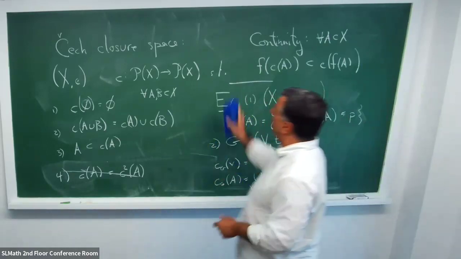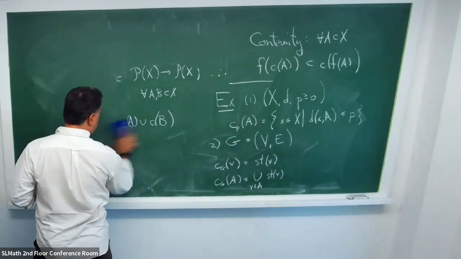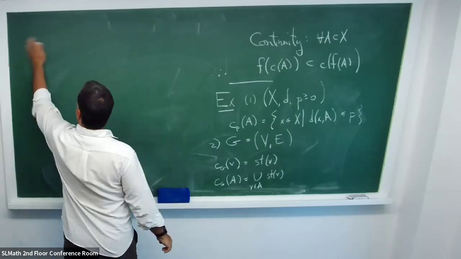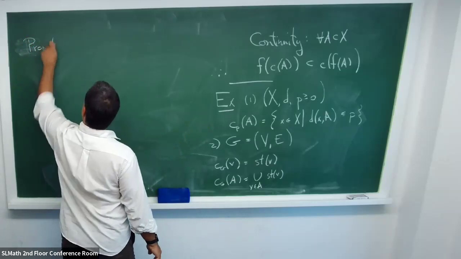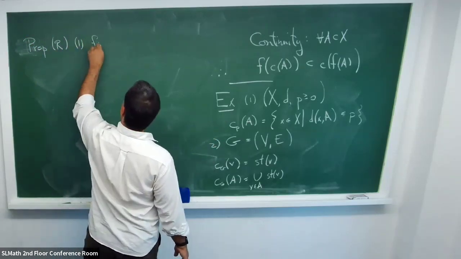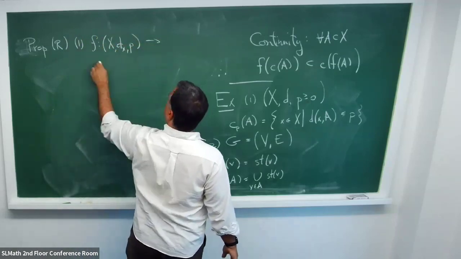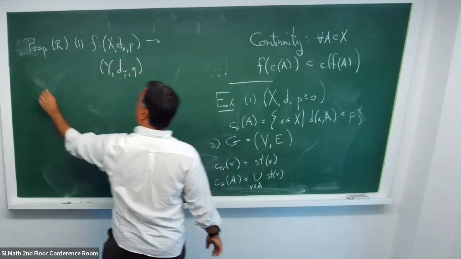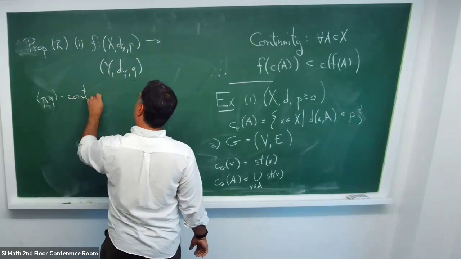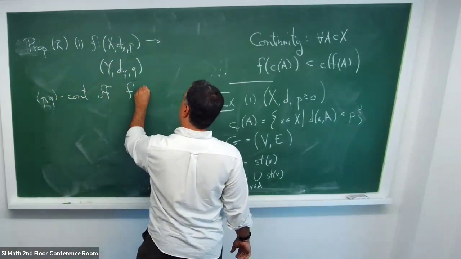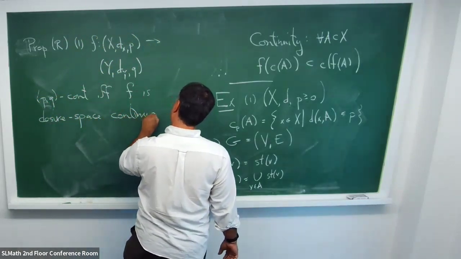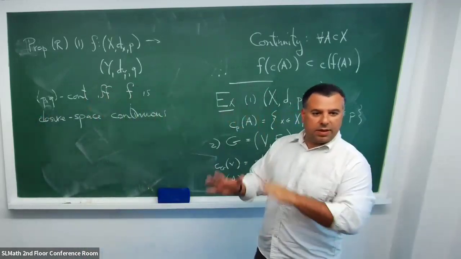And in both of these examples, the indication that I'm on the right track is that a function f is continuous in the metric sense if and only if f is continuous in the closure space sense. So these two notions of continuity coincide exactly.